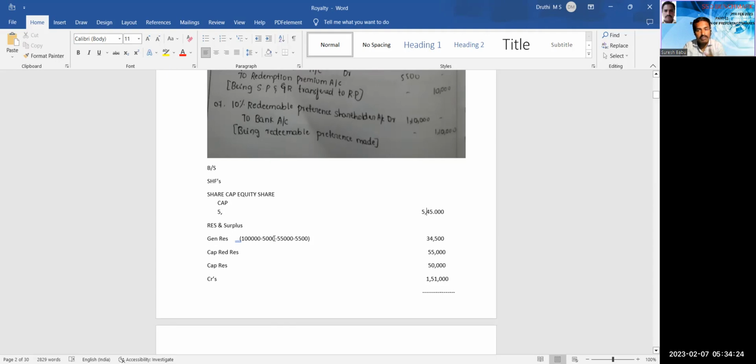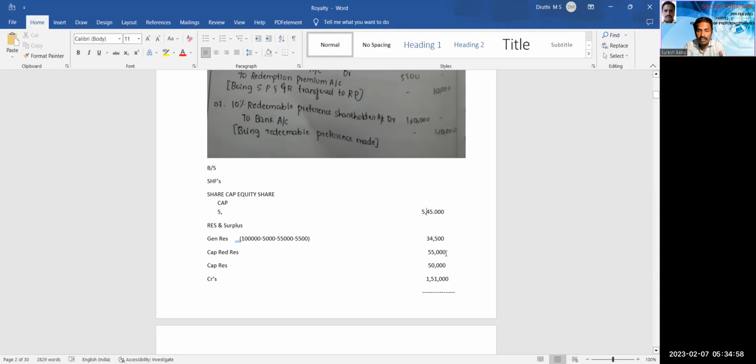Minus 5,000. Investments you sold, there is a loss, 5,000. Okay, minus 5,000. Minus 55,000. From general reserve, you transfer to capital redemption reserve 55,000. Minus 55,000. Next, minus 5,500. What is that? For the purpose of securities premium, you have used 5,500. So here, 55 plus 5, 60 plus 5, 65,500. If you subtract from 1 lakh, we are getting 34,500, and that's the balancing figure which is available in general reserve. Then capital redemption reserve, right?